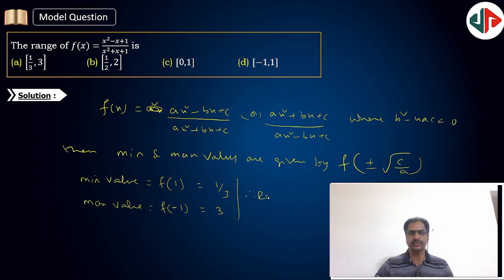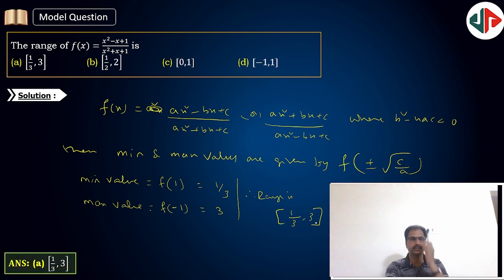Therefore, what is the range? Closed interval 1 by 3 to 3. Option A is right. So remember this shortcut formula.